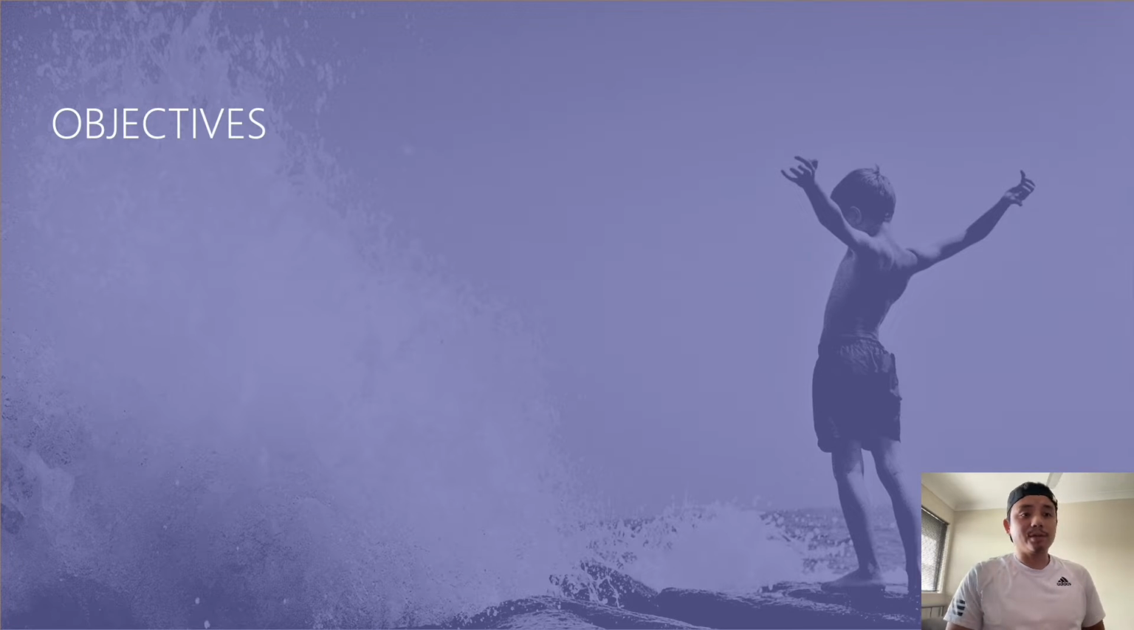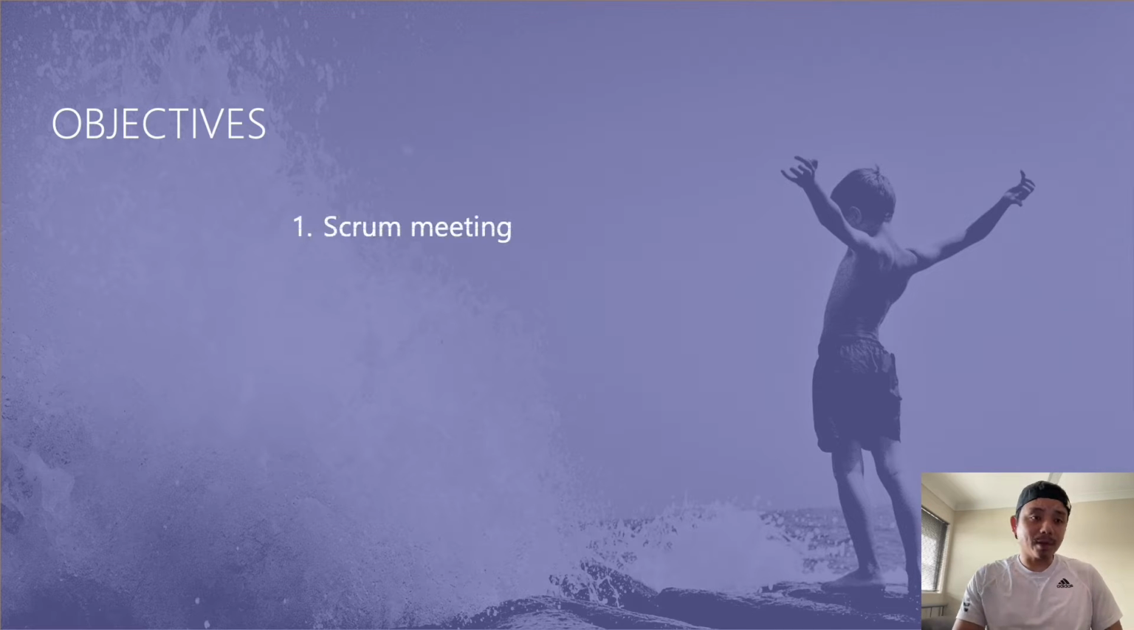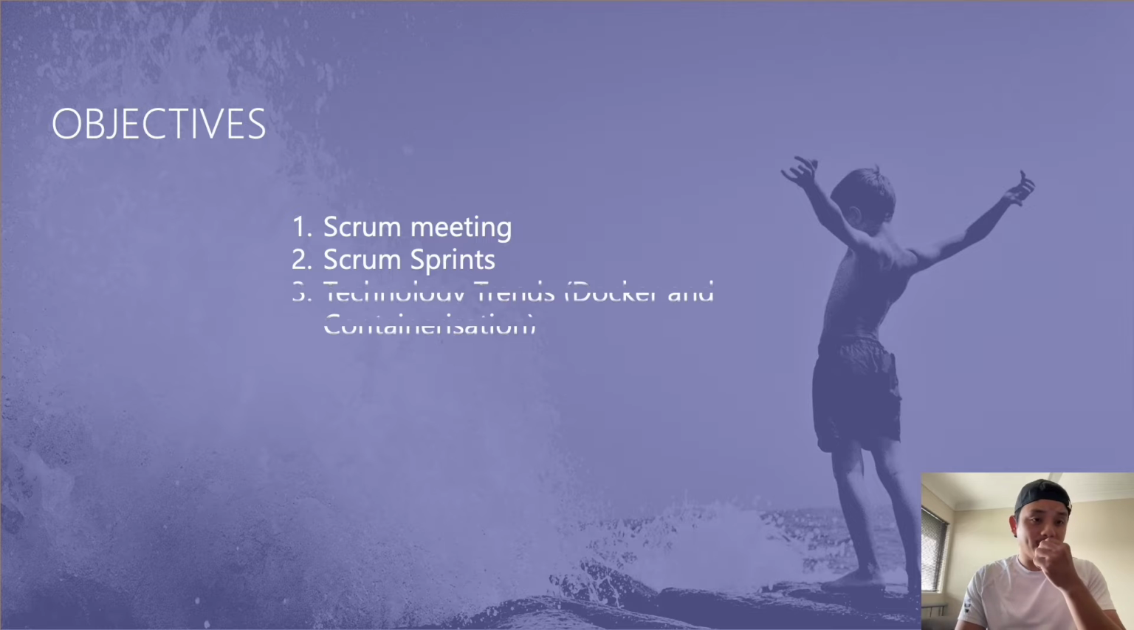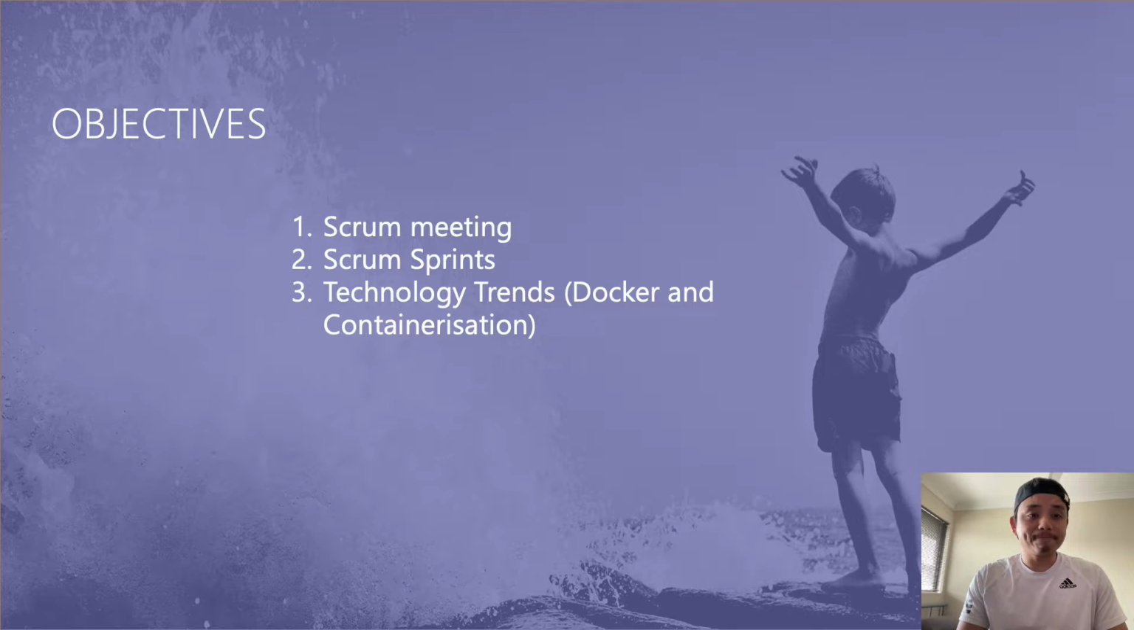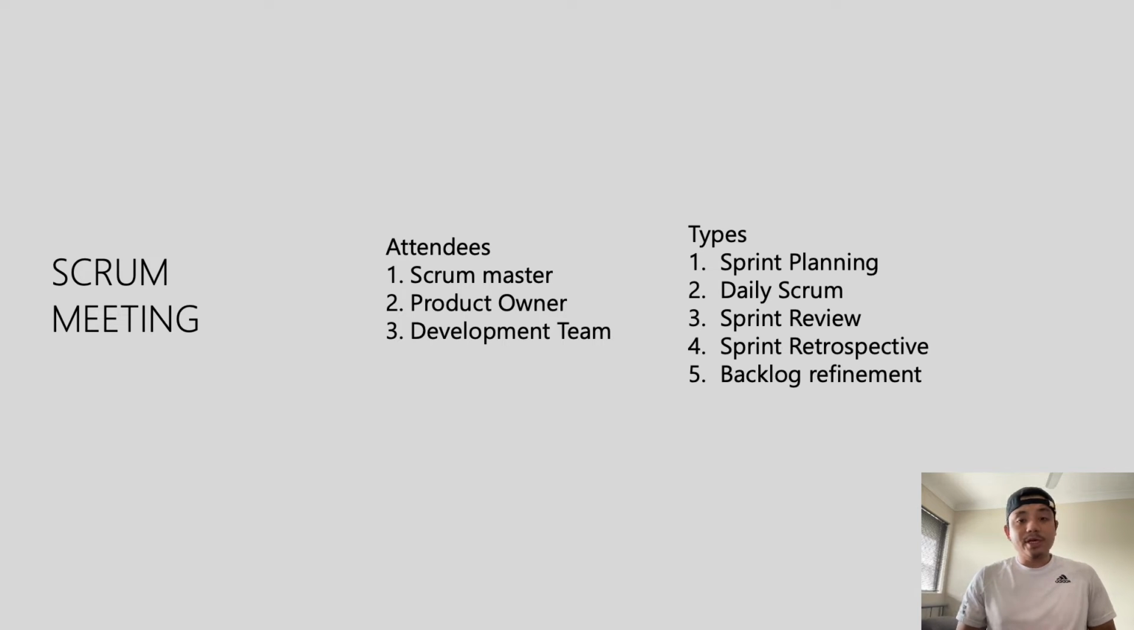The objectives of my presentation today are, first, I'll briefly talk about the Scrum meeting. I'll just give a generic description of how the Scrum meeting happens, and then I'll talk about the Scrum sprints that me and my team came up with, and finally the impact of the technology trends, which are Docker and containerization.